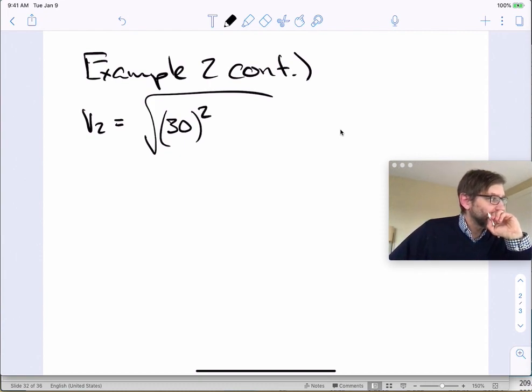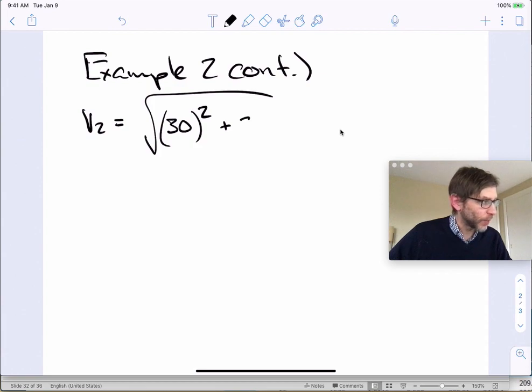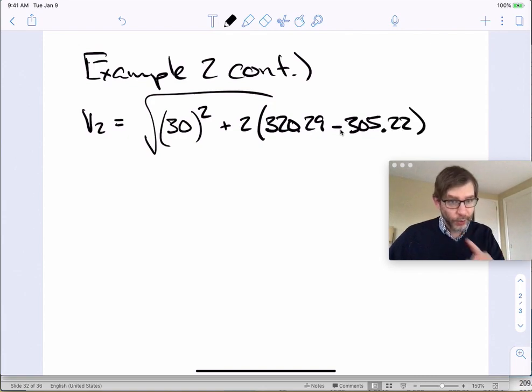Yeah, so we're gonna need divided by 1,000 here. Well, no, because we're doing V2, so we're gonna keep it here. We're gonna do the 1,000 on the other side. So 2 times 320.29 minus 305.22. Now I had a question on office hours about the 1,000 too.